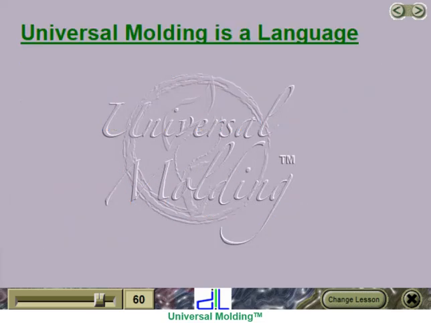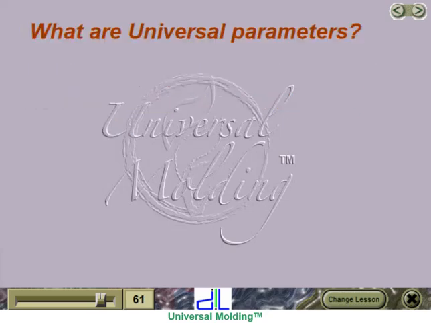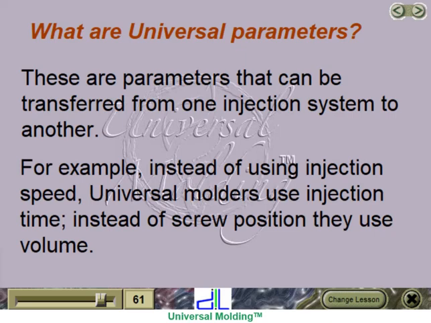Universal molding is a language, a global language that combines labeling the equipment and using universal parameters. What are universal parameters? These are parameters that can be transferred from one injection system to another. For example, instead of using injection speed, universal molders use injection time. Instead of screw position, they use volume.